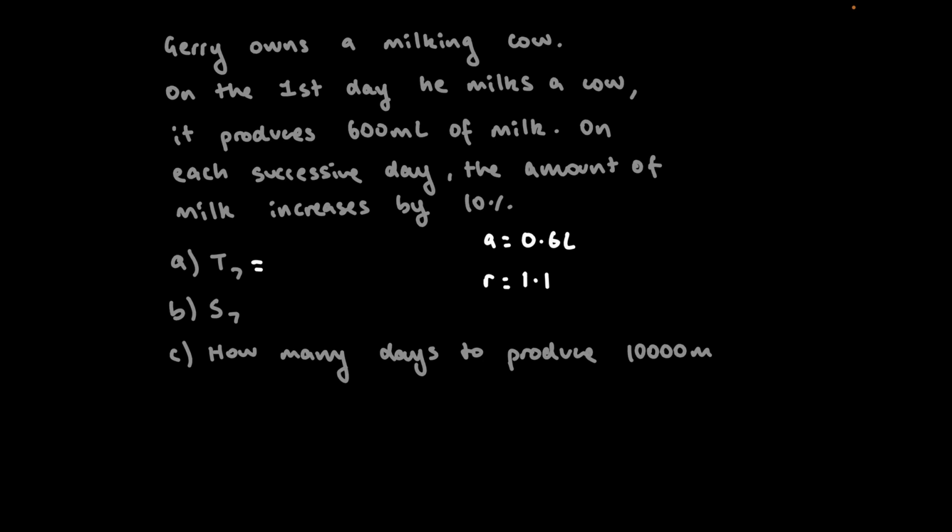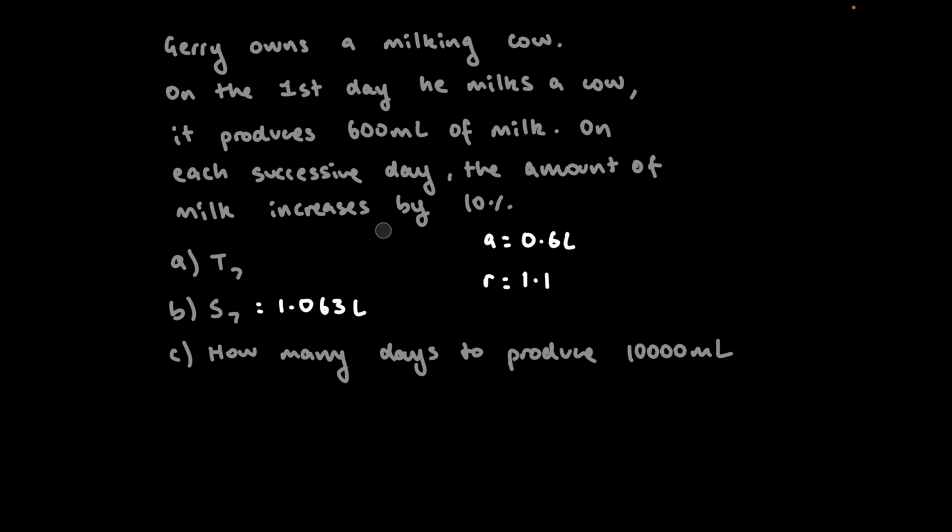So if I want to work out what is T7, I know that's simply going to be the same as A R to the power of n take 1. We can use that formula there. We know A is 0.6. We can times it by 1.1 and do to the power of 6, because in this case n is just 7. We get 1.06 liters to the nearest 10 milliliters. 1.063 liters. So this is how much is produced on day 7.